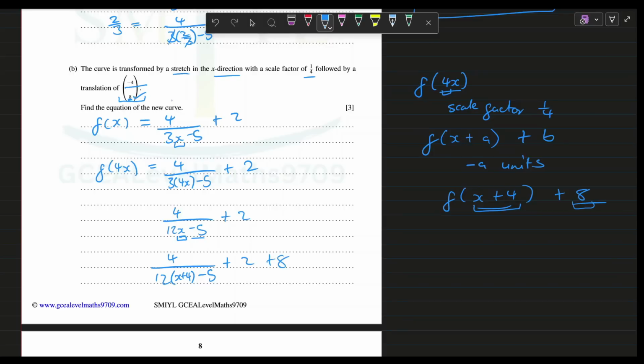So it means our new equation will be y is equal to 4 over 12 times x, that's 12x. Then we've got 12 times 4. What is 12 times 4? That's 48. So I write plus 48 minus 5. So that would simplify to just plus 43, right? So we can have plus 43 here. And then we've got plus 2 plus 8, plus 10. So this would be the equation of the new curve.